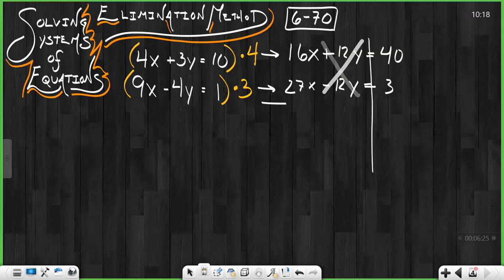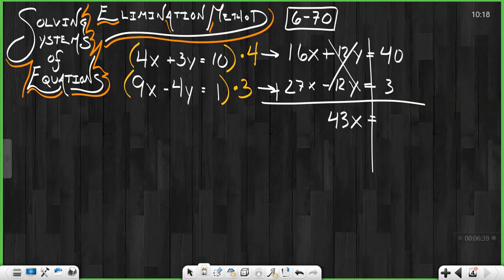So if I go ahead and now add these together and put my line down, make sure my equal sign is lined up, these are going to cancel out. They're going to eliminate. All right, 16x plus 27x. Well, if I add those together, I get 43x. And on the other side, I get 40 plus 3, which is 43. And I can do my division to find out that x is equal to 1.